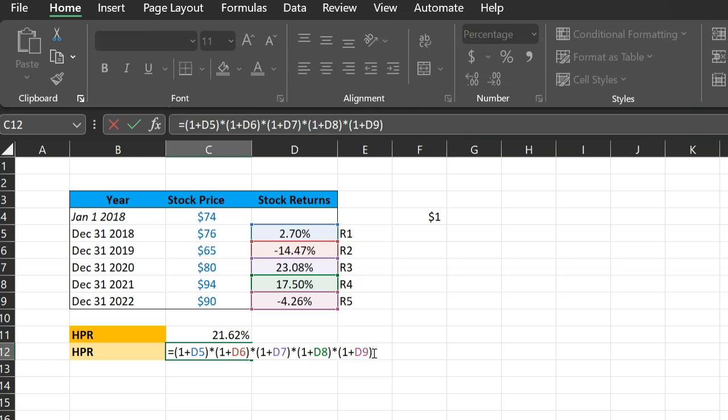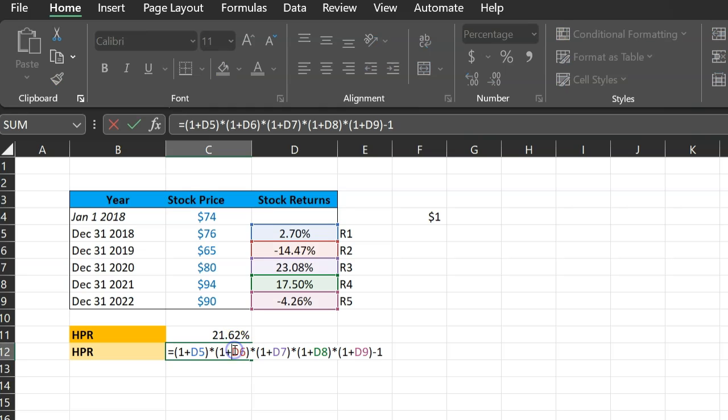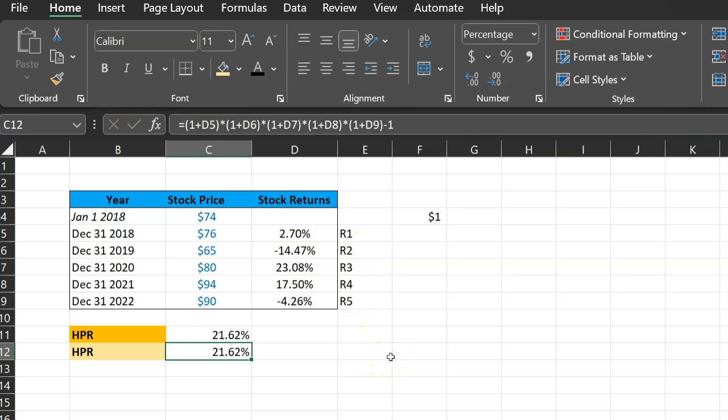And if in the end you ask yourself, okay, now if I take away my initial investment, which was that of $1, how much more than $1 did I make? And when you do this, you will get exactly 21.62%. The main point being that this is an alternative way in which you can calculate holding period returns. It's 1 plus the return in the first year times 1 plus the return in the second, the third, the fourth, the fifth, and then you subtract 1. As you can see, the answer that you will get will be identical to the answer that you got when you had this pricing data available.